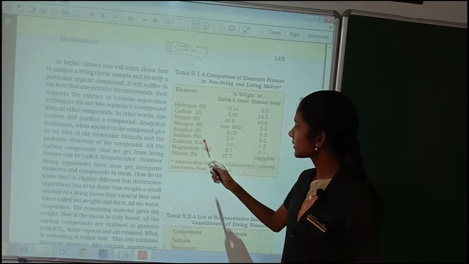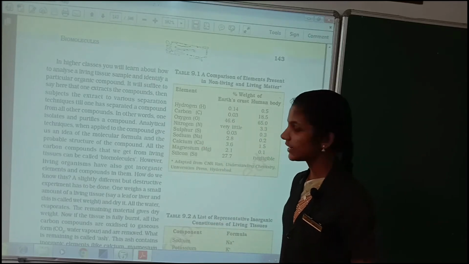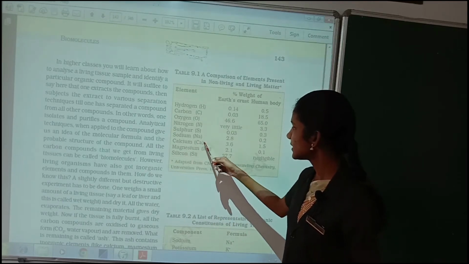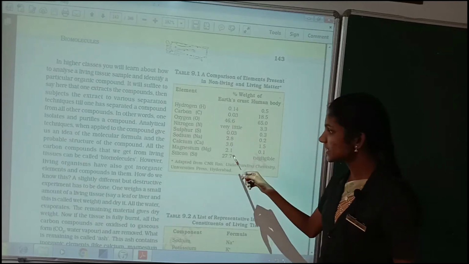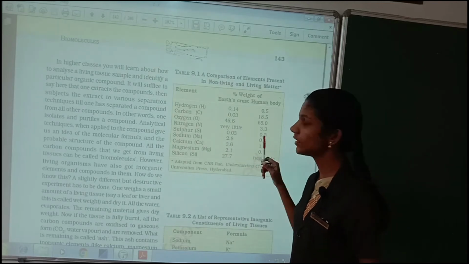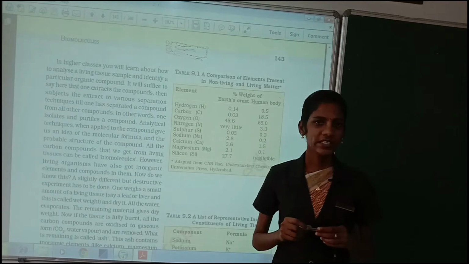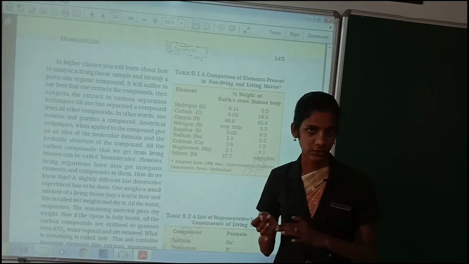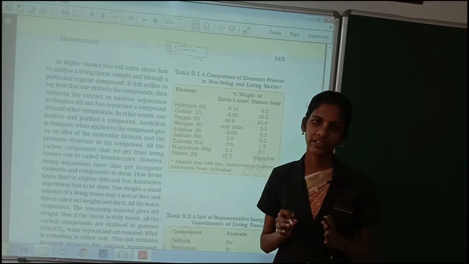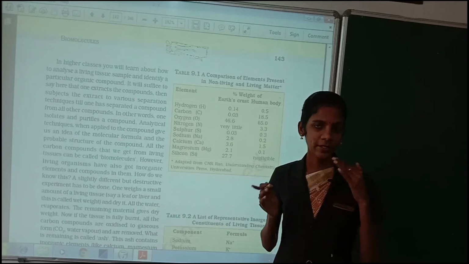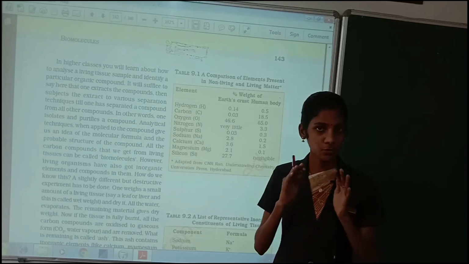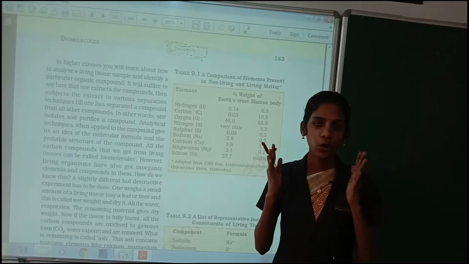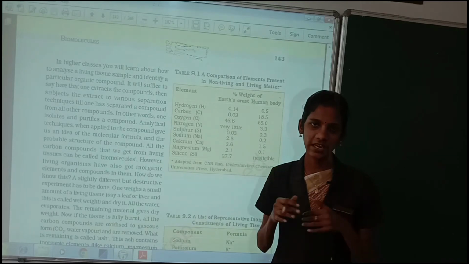Similarly, other elements like sodium, calcium, magnesium, silicon can be seen in high amount in the earth crust than in the human body. So from this table, it is clear that the elemental composition of both living as well as non-living matter is almost the same. That means the elements found in living things and the elements found in non-living things are almost the same. But we can see a difference in the quantity of these elements.